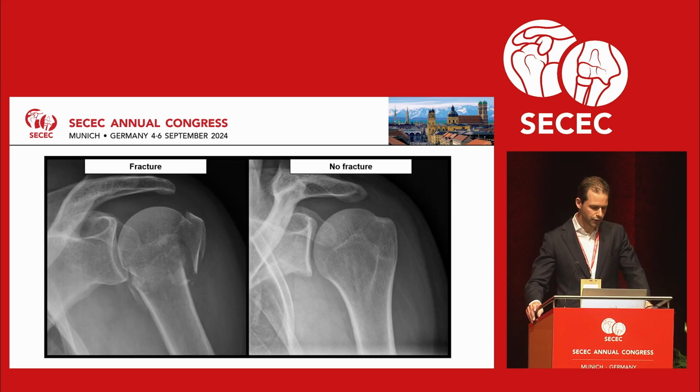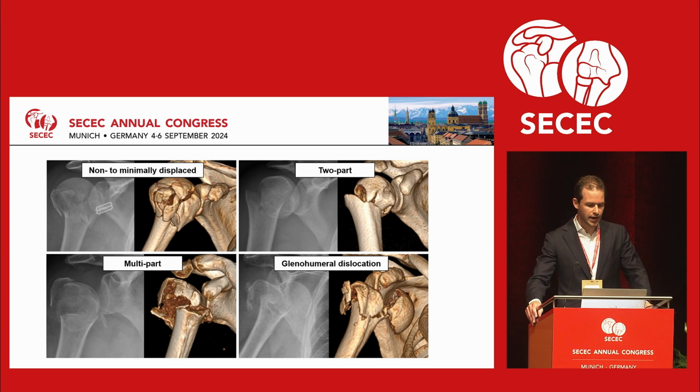We had a few aims. The first aim was to simply detect whether there was a fracture or not: fracture versus healthy shoulder. And then in the second aim, we looked to classify the fracture. So we had the Neer classification. We simplified it to non- to minimally displaced fractures, 2-part fractures, multi-part fractures, which include the 3- and the 4-part fractures, and then also the glenohumeral dislocation fractures.